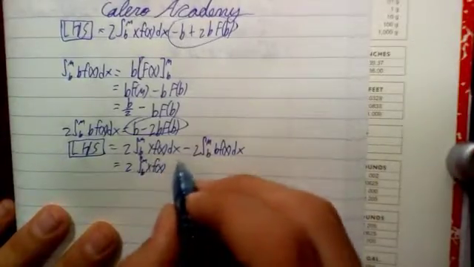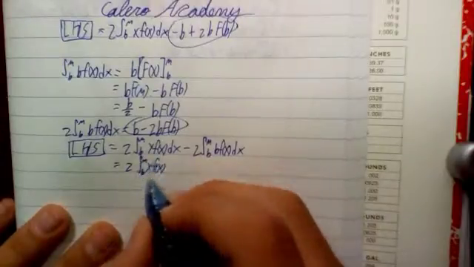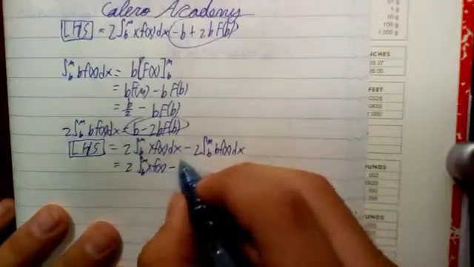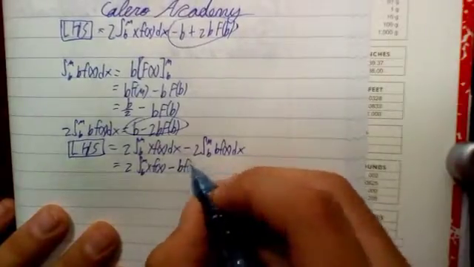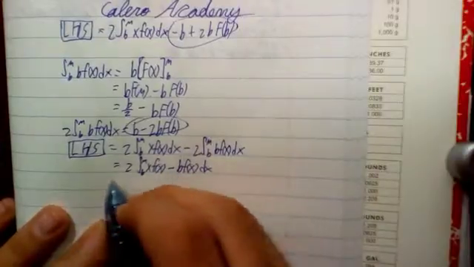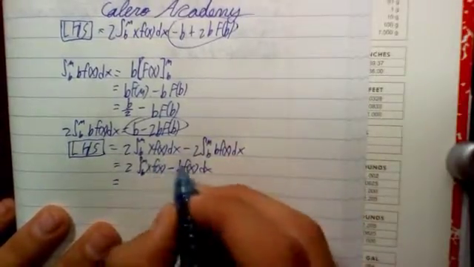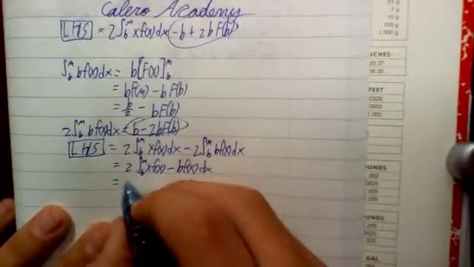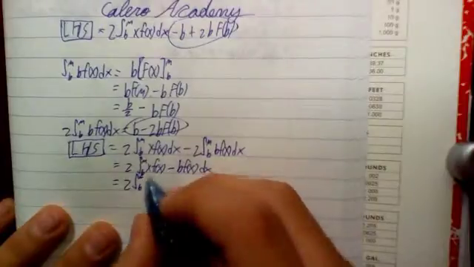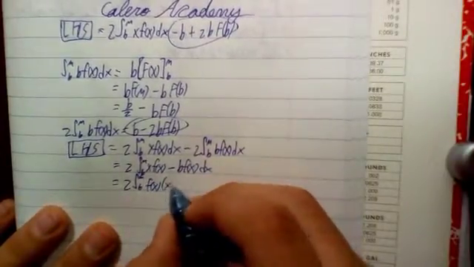So we have the left-hand side is equal to 2 times the integral from b to m of x f(x) minus b f(x), all times dx. So, let's take the f(x) out of this expression here. And we have the left-hand side is equal to 2 times the integral from b to m of f(x) times (x minus b).